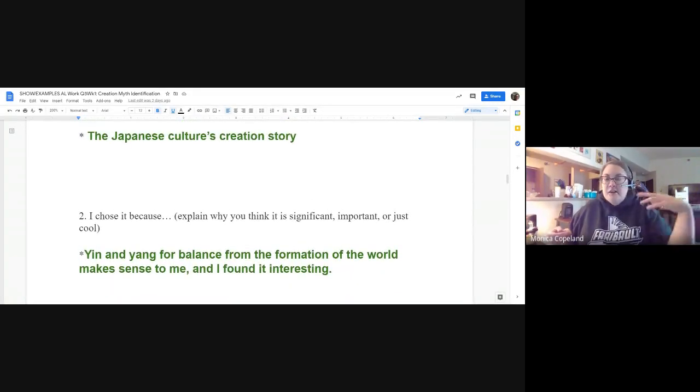And then next, I write why I chose it. So I chose it because I found the idea of yin and yang for balance in the world to make sense, and I thought it was interesting. You could also choose, I found the imagery to be interesting. So that's anything you can picture in the story. That's what imagery is. We'll learn more about that next week. So that's 1 and 2.